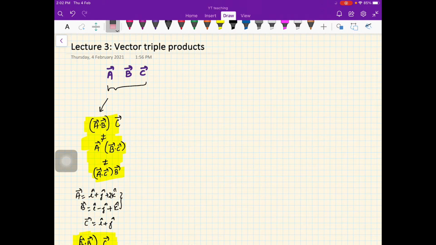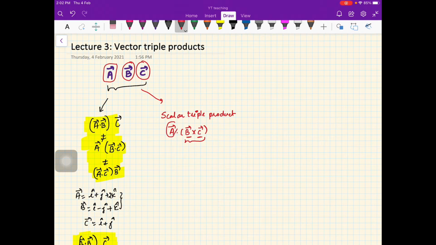So the next kind of product which is defined is sometimes called the scalar triple product. I'll first write down scalar triple product. This is equal to A dot B cross C. So what you are doing here is taking the cross product of these two vectors B and C, and then taking the dot product with A vector. When you take the cross product of B and C, you get a vector, and then you are eligible for a dot product, right?